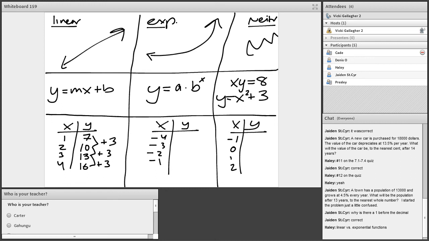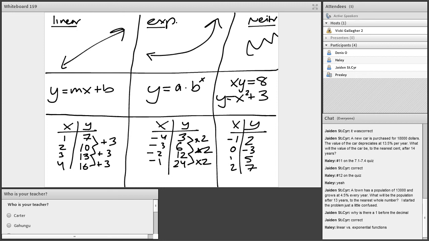And then for exponential, it has to be multiplying by the same thing each time. So for instance, on this one, I'm multiplying by 2. I'm multiplying by 2. And I'm multiplying by 2. So if you can get from one y to the next by always multiplying by the same number, that's exponential. And then on neither, it's just a bunch of random numbers where there's no pattern. You can't find an adding pattern and you can't find a multiplying pattern, then that would be neither.